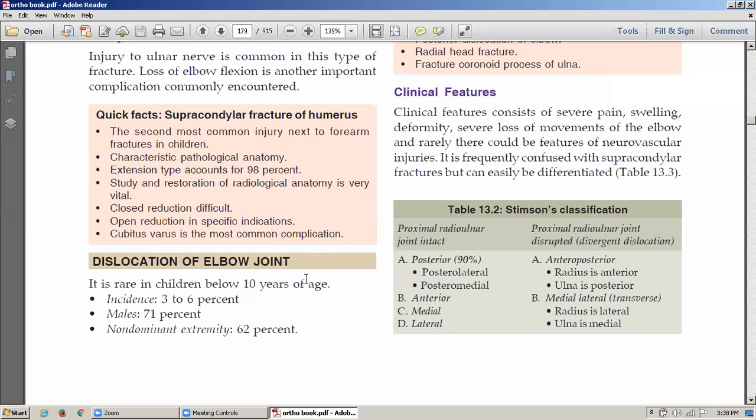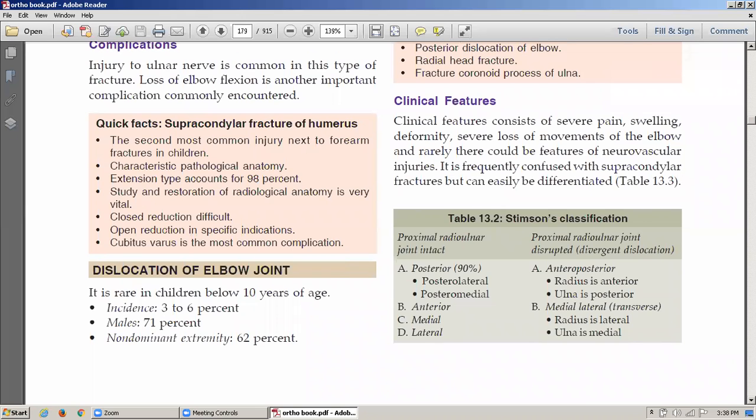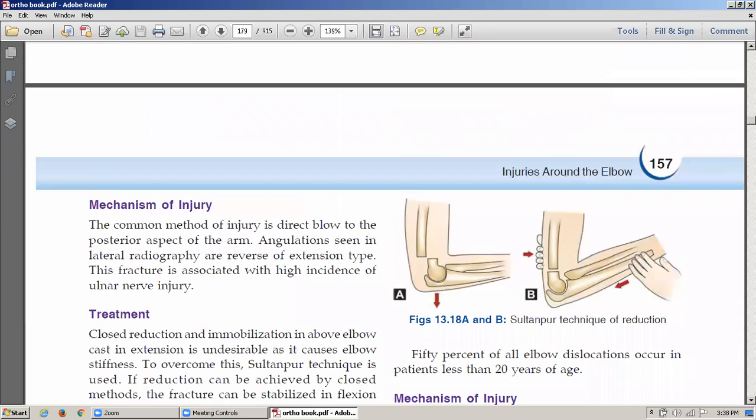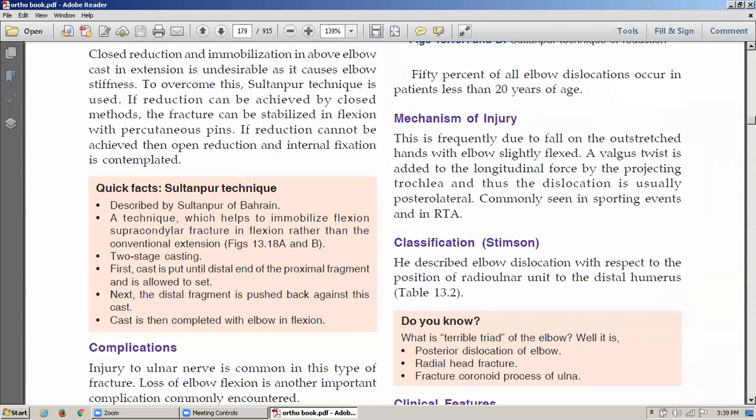Then dislocation of the elbow joint is rare in children below 10 years of age. Incidence is 3 to 6%. In males it is 71%. Then the non-dominant extremity is involved in 62%. 50% of all elbow dislocations occur in patients who are less than 20 years of age.